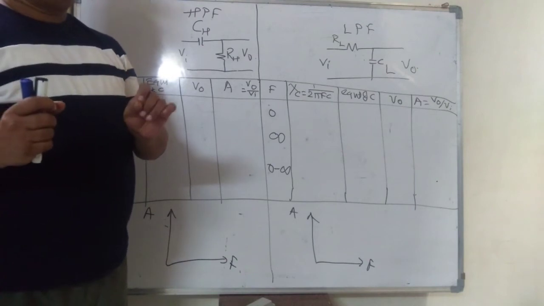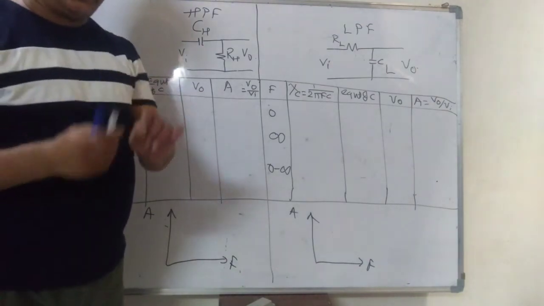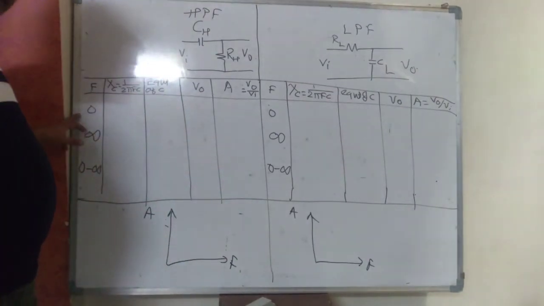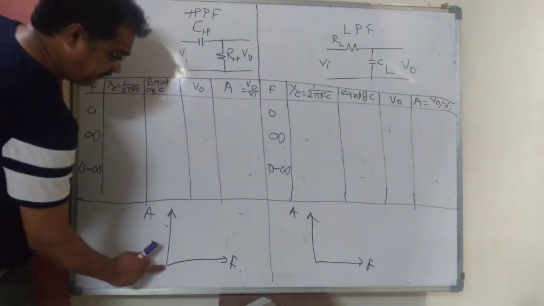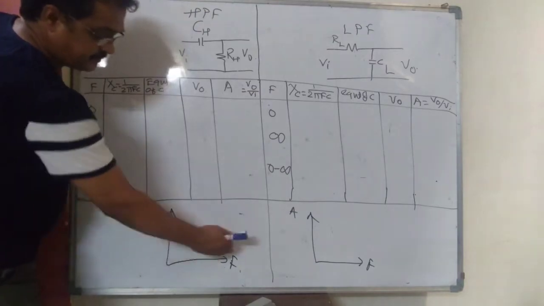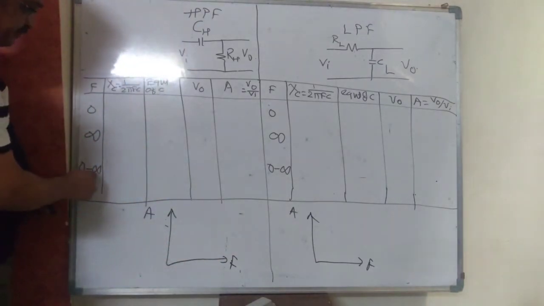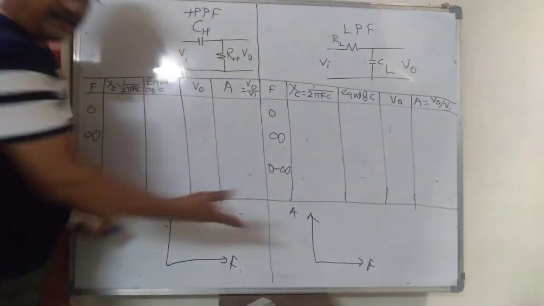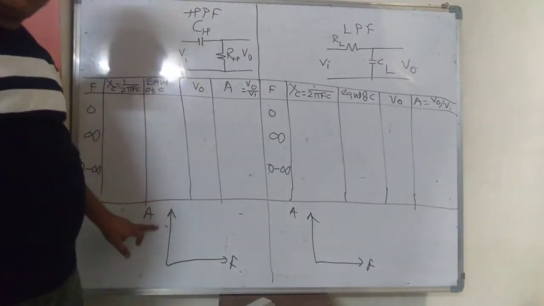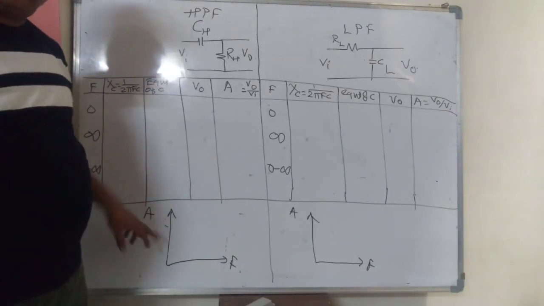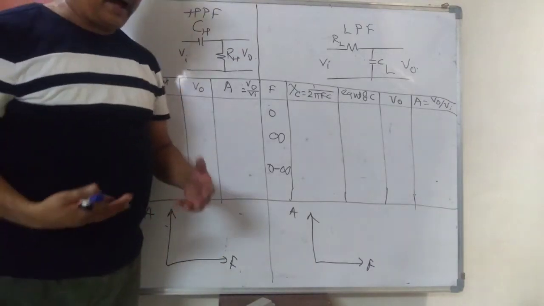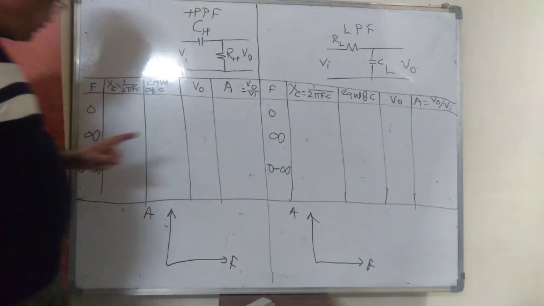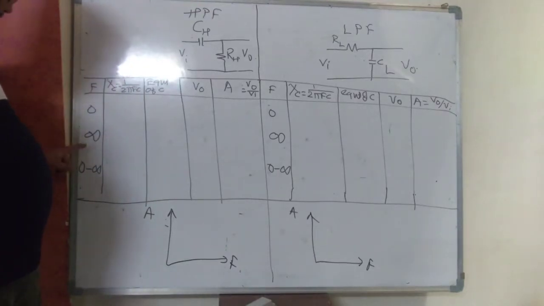So ideally, we are considering first point frequency 0, second point frequency infinity, and third point when frequency is between 0 to infinity. All the readings are covered. We have to plot the graph between frequency and gain. So without having any single practical reading, we have to plot the graph. So I am considering ideal conditions. First case frequency 0, second case frequency infinity, third case frequency between 0 to infinity.